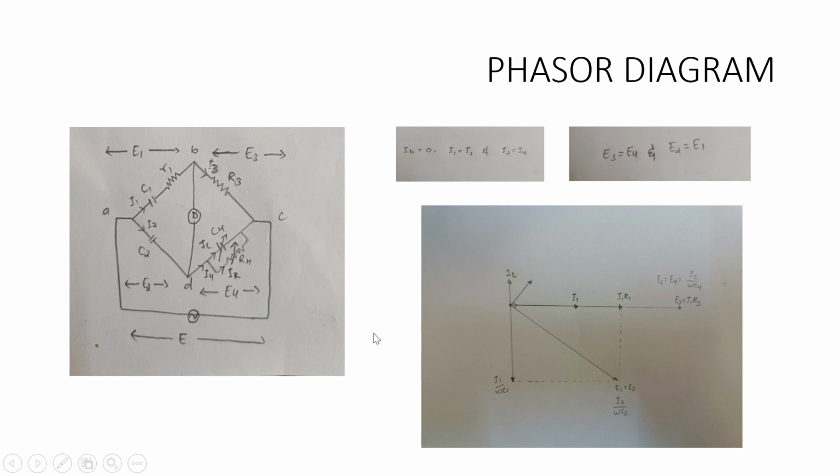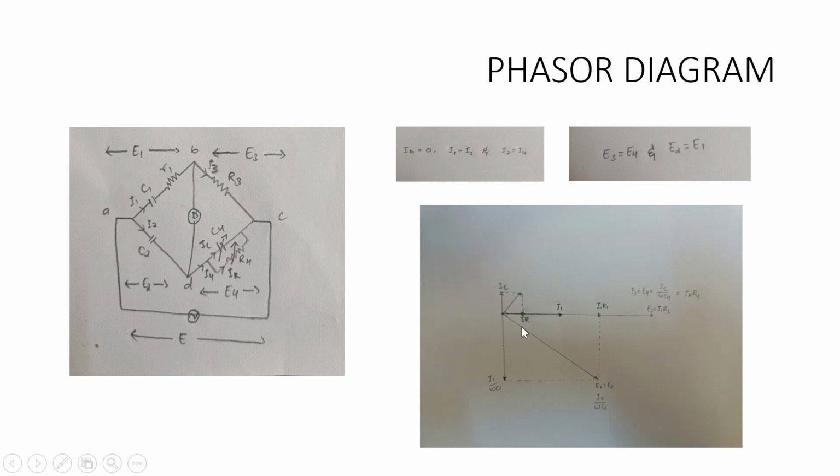the current here I4 is divided into two parts. The first part is IC and the second part is IR. So for first part, IC is going through our capacitor. So E4 for first part we get IC divided by omega C4, and the current, we know that it always leads the voltage by 90 degree. So we draw a line here.